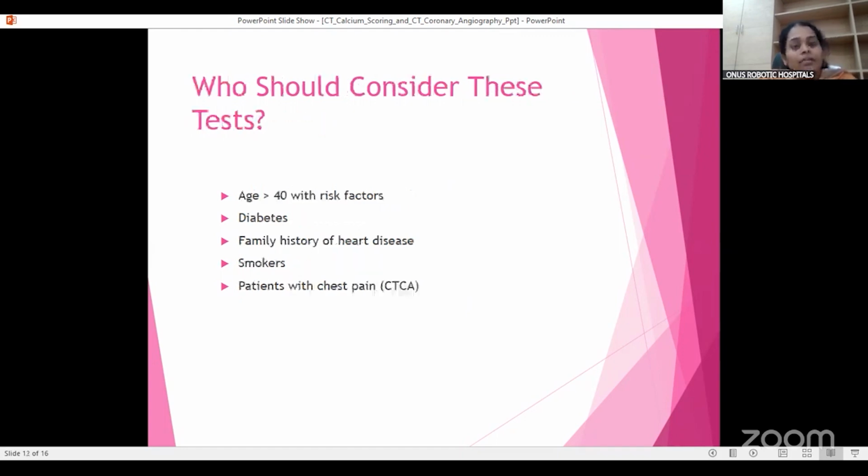To whom do we suggest calcium scoring and CT coronary angiography? Age should be more than 40. Usually below 40, we don't prefer the CT calcium scoring because there are no calcium plaques to detect. Patients with risk factors like diabetes, family history, smoking, or chest pain that is atypical, in such cases we prefer a screening test, the non-invasive coronary angiogram.